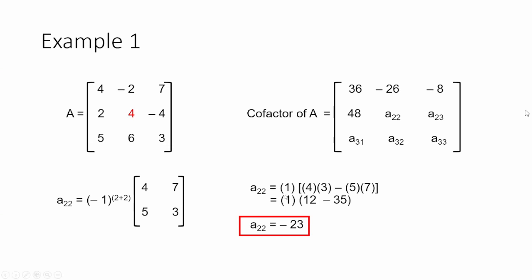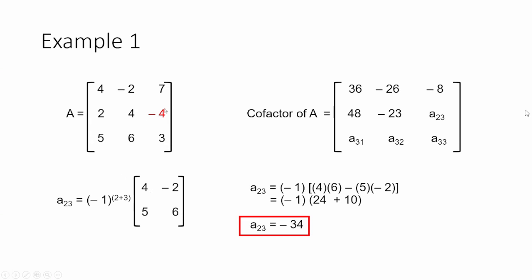So negative 1, tapos 4 times 3 minus 5 times 7. 4 times 3 is 12, 5 times 7 is 35, 12 minus 35 is negative 23. Times positive 1, negative 23. That's your A22. A23 naman, negative 1 raised to 2 plus 3.